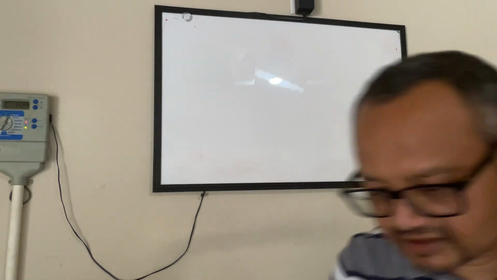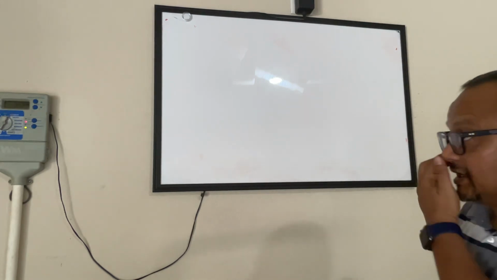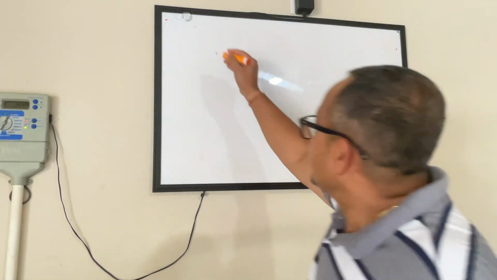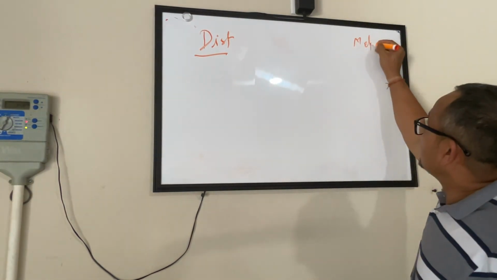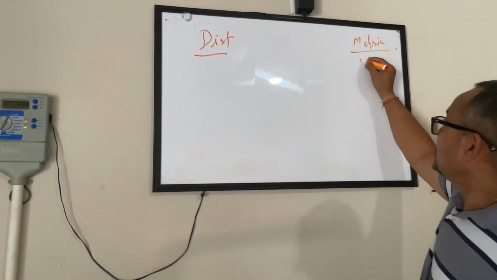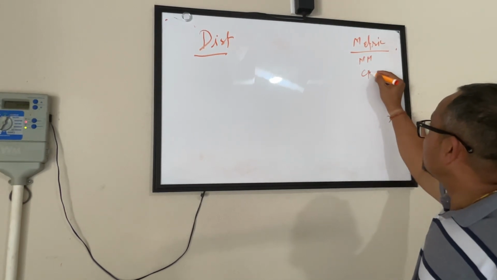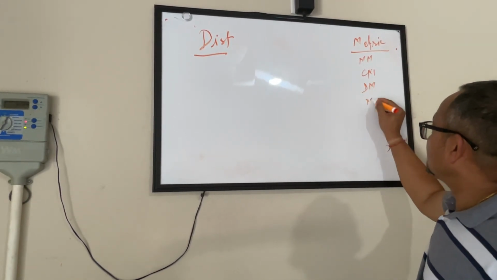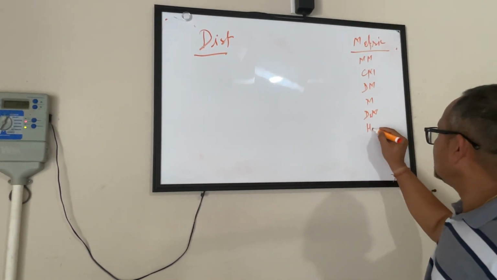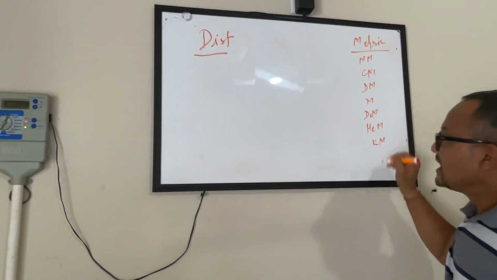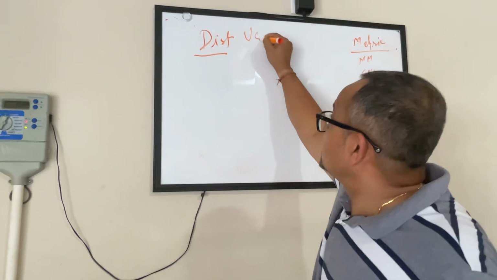Okay, let me get the marker. So Kavya, do you remember the US customary system? Okay, let's see. So let's start with distance. When we looked at the metric system, we saw millimeter, centimeter, decimeter, meter, decameter, hectometer, kilometer. Now let's look at the US customary system.